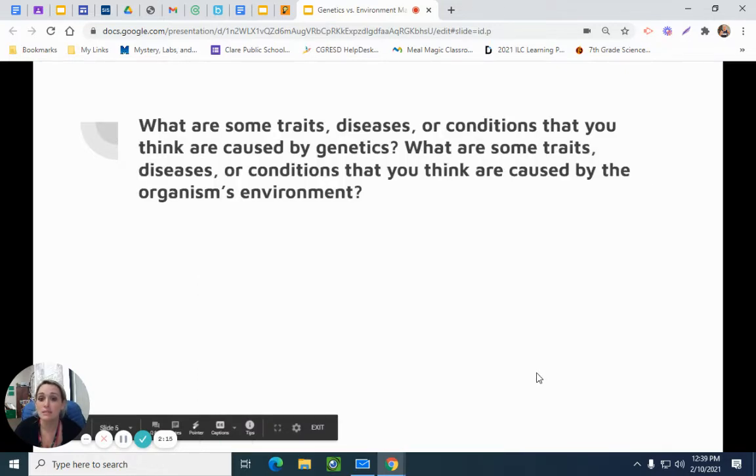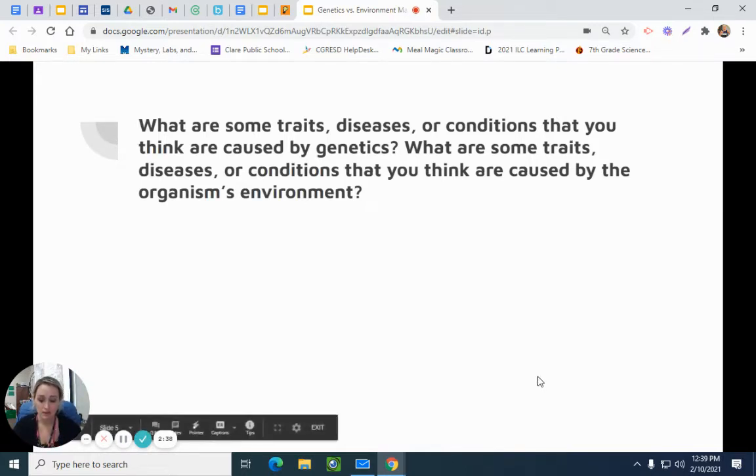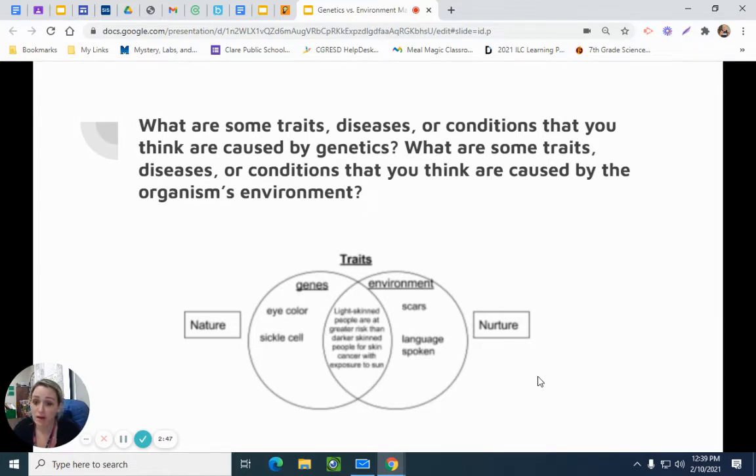What are some traits, diseases, or conditions that you think are caused by genetics? What are traits, diseases, or conditions that you think are caused by an environment? We had this discussion yesterday about certain cancers. Certain types of cancer can be linked to both genetics and environmental factors. Mostly, we're kind of landing the plane at that it's probably a combination of both. So sometimes traits appear because of a mixture of genes and environment.